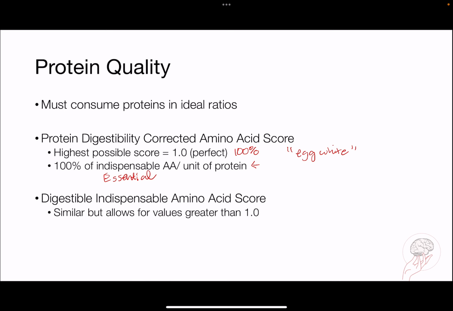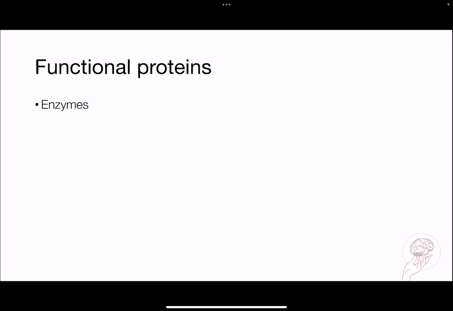The digestible indispensable amino acid score is similar, but it allows for values greater than 1 because it's also taking into account the digestibility. So we use proteins for almost everything. They're enzymes, hormones, they form structure.